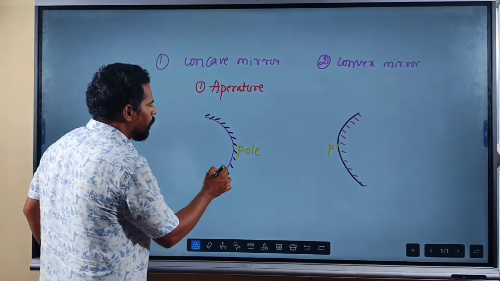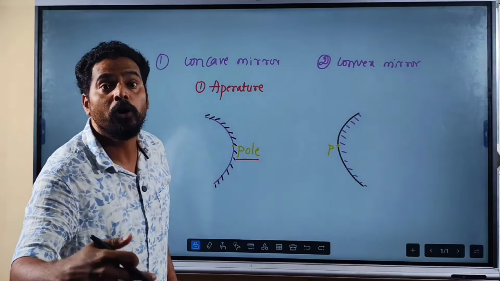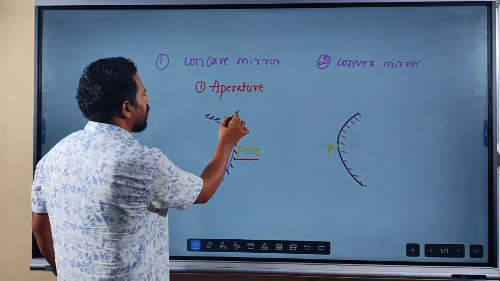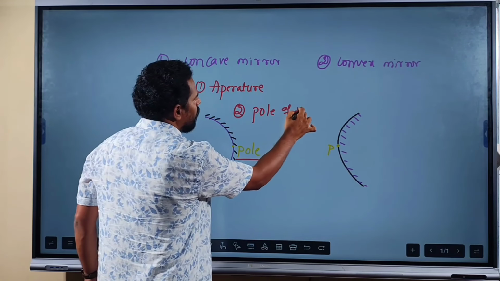Second one, pole. The center point of the mirror is called what? Pole of the mirror. This is the second one.